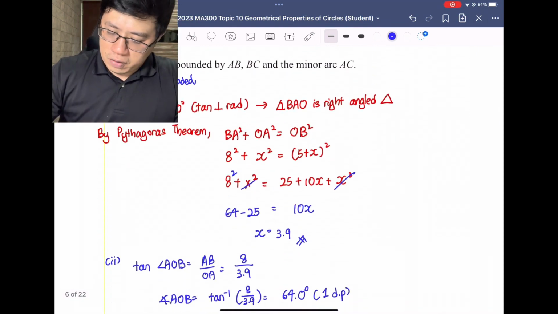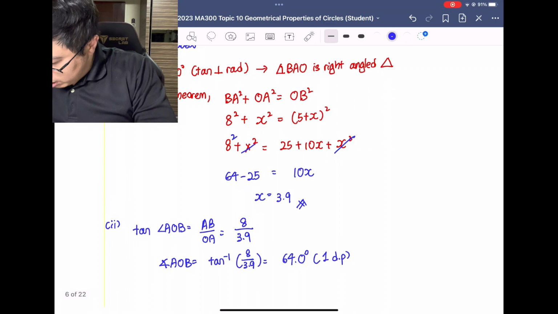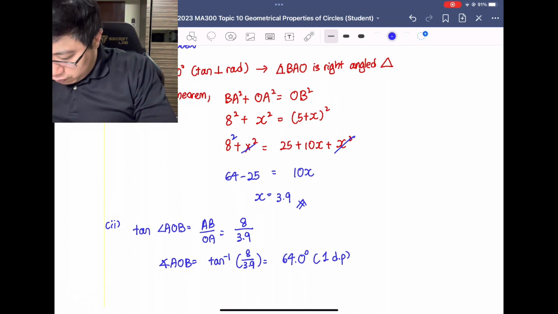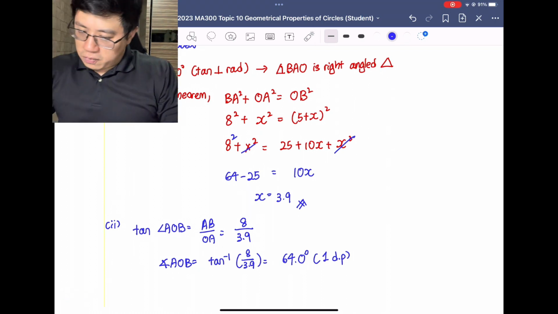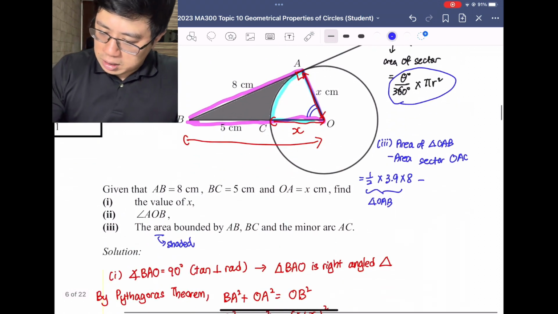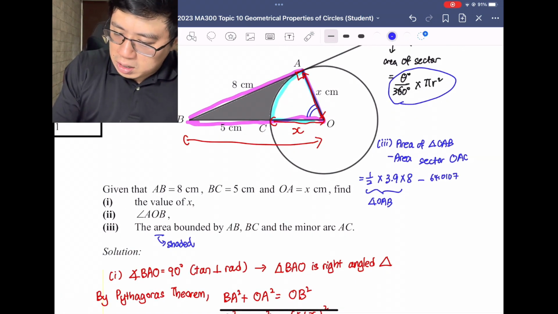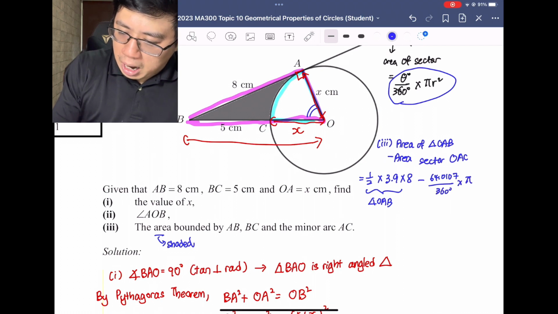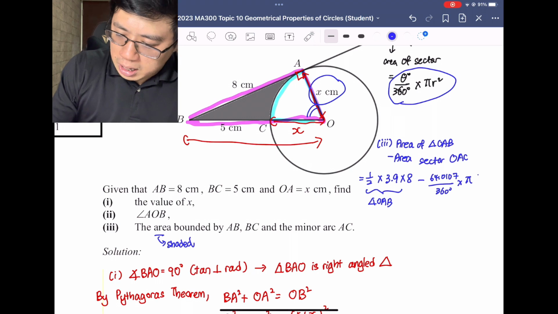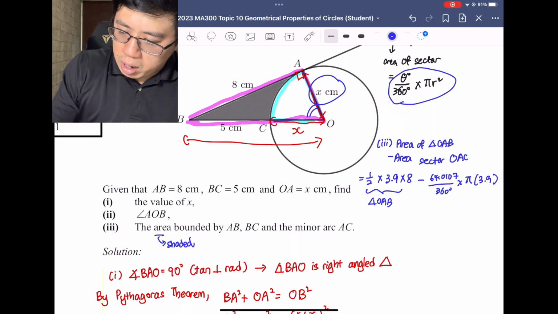Let me just find the real value. Tangent inverse 8 over 3.9, 64.0107. So it's 64.0107 over 360 degrees multiplied by pi r squared. In this case, my r is x, so it's 3.9 squared.